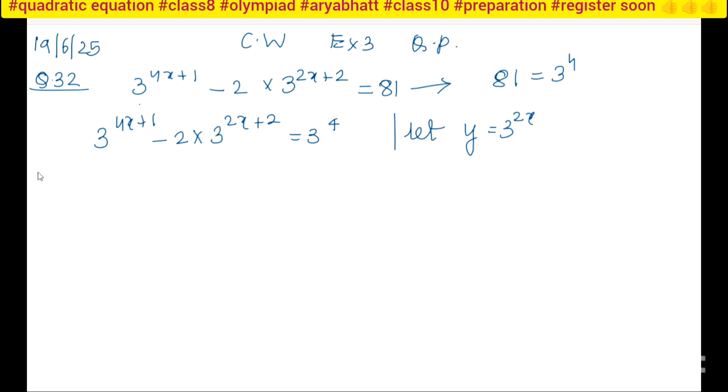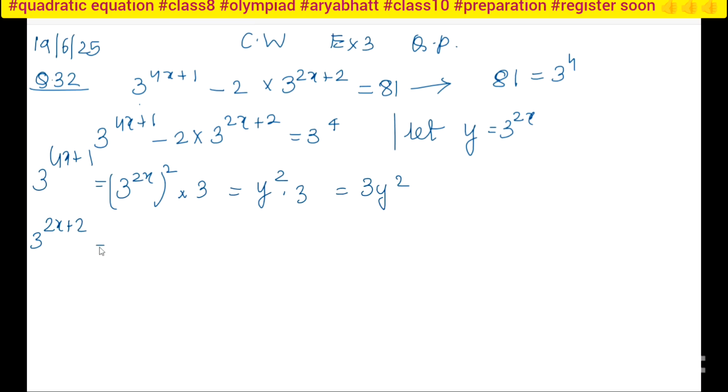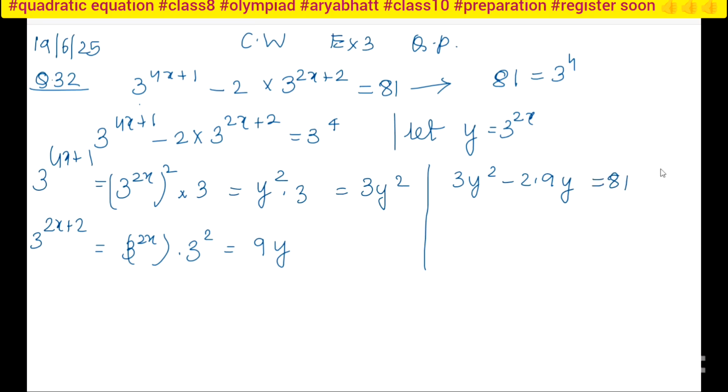Now we can rewrite some of the things like 3 to the power 4x plus 1 is equal to 3 to the power 2x whole square into 3. So we can write it as y square into 3, or 3y square, right? Next, 3 to the power 2x plus 2 can be written as 3 to the power 2x into 3 to the power 2 is equal to 9y. Okay, 9y. So now finally what does my equation become? My equation becomes 3y square minus 2 into 9 into y is equal to 81, or I can bring 81 here, so minus 81. 3y square minus 18y minus 81.